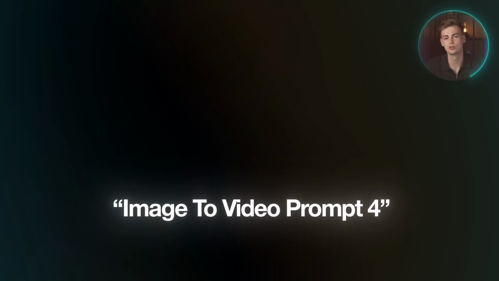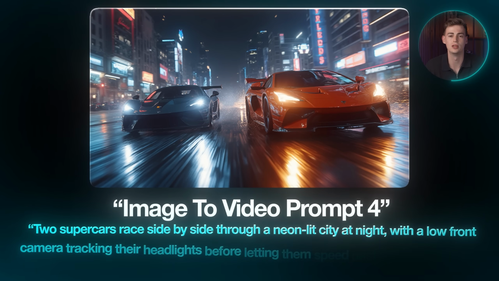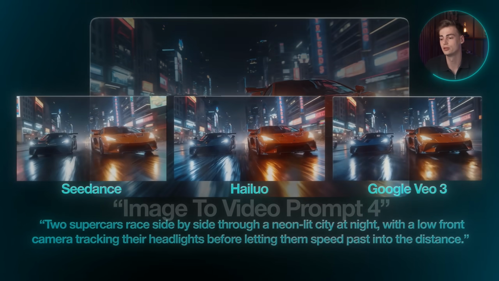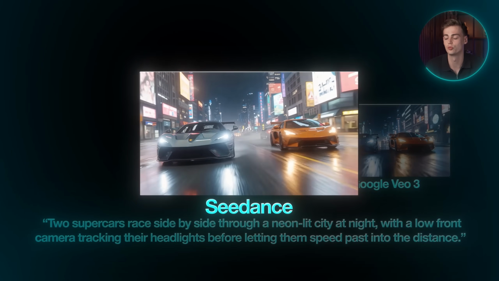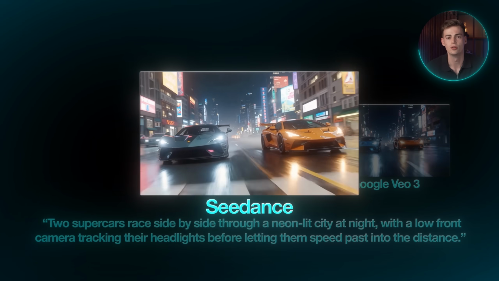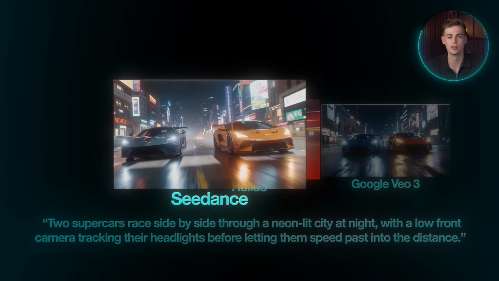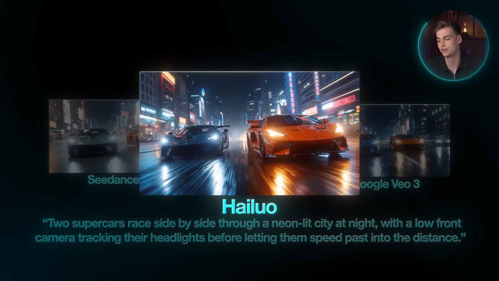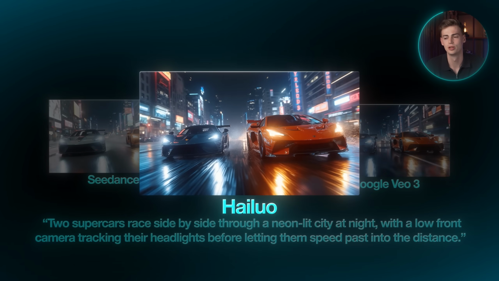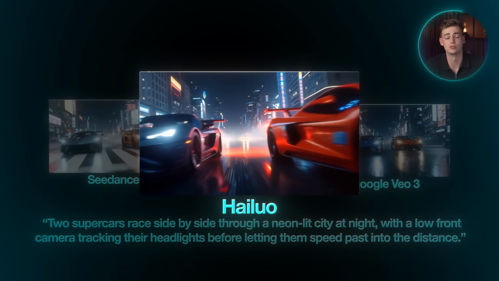For the fourth prompt, two supercars race side by side through a neon lit city at night, with a low front camera tracking their headlights before letting them speed past into the distance. For Seedance, I love how the lighting looks, the water splashes, and how fast the car feels, but there's a slight glitch where the orange car twitches unnaturally. However, Seedance followed the prompt quite well. For Hailuo, I'm not sure why it gave a static shot for the first few frames, but I do like the result. It reminds me of a game loading screen when it finally loaded and zoomed past quickly. The lights from the backlight look so sick.